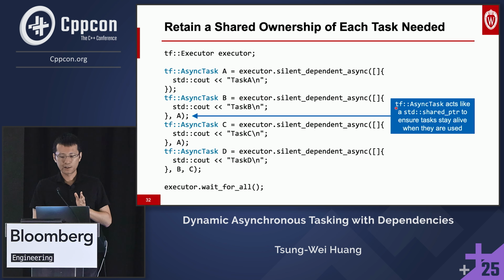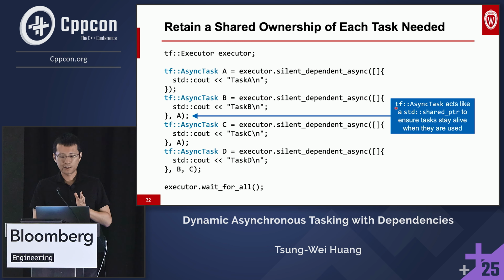So we solved the first challenge. The next challenge is data race, because multiple threads may simultaneously access the successor of the task. For example, both B and C at runtime may want to add themselves to the successor of A when they finish. And A may also want to remove its successors when it finishes.